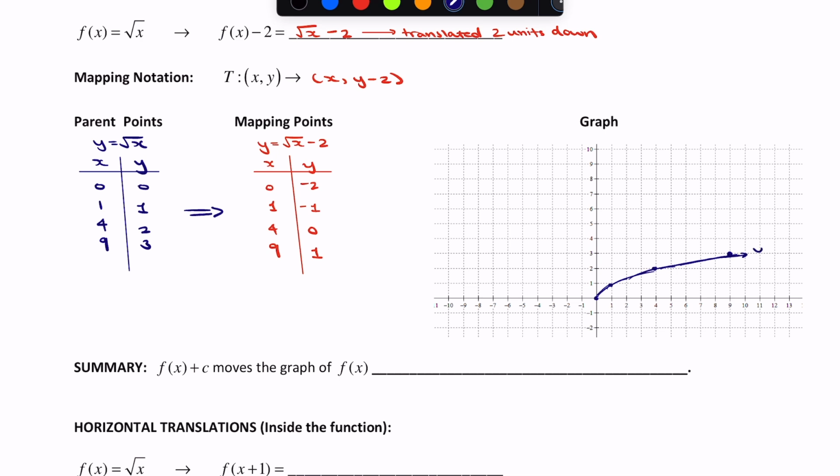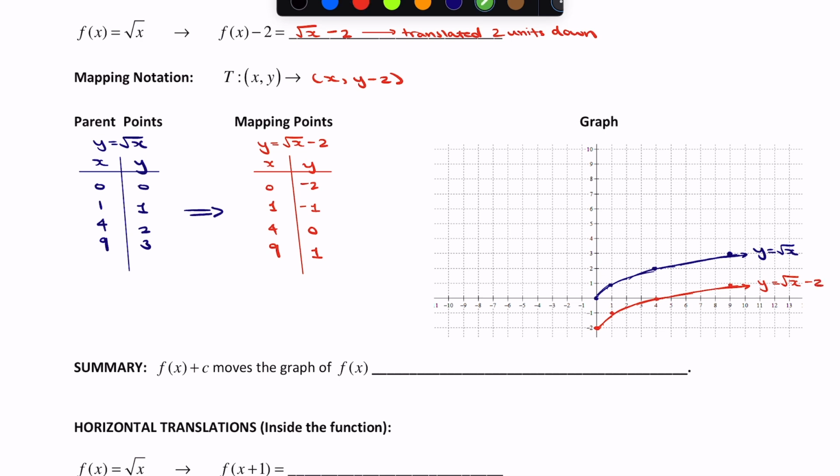And here, that is y equals square root x. And here, what we'll see again with our translated function is it'll be translated 2 units down. So here we get (0, -2), (1, -1), (4, 0), and (9, 1). So we can see that the graph is translated down 2 units, and we write that as y equals square root x minus 2.